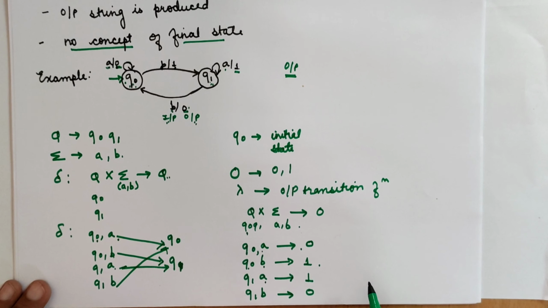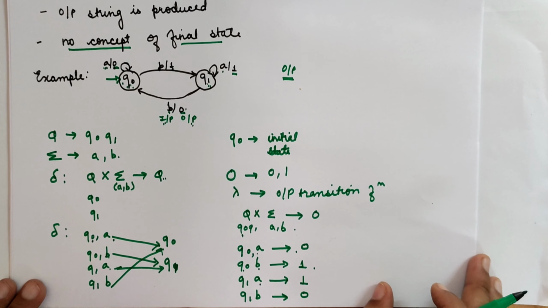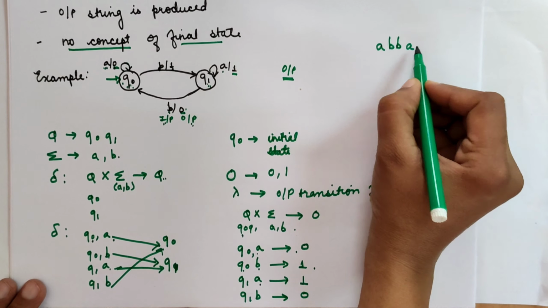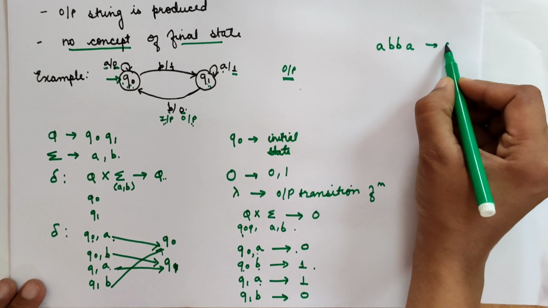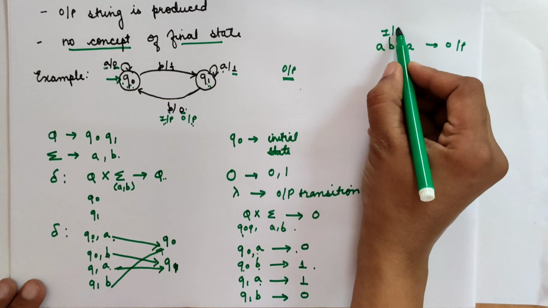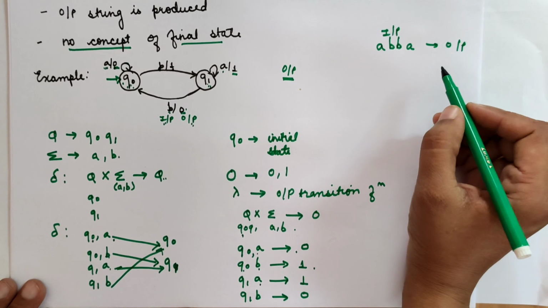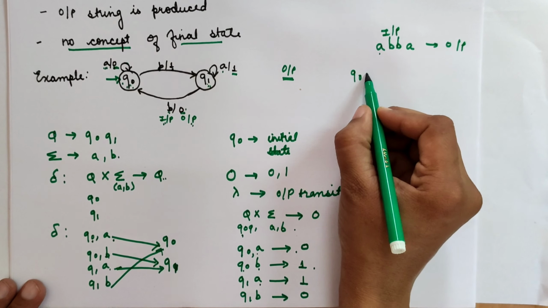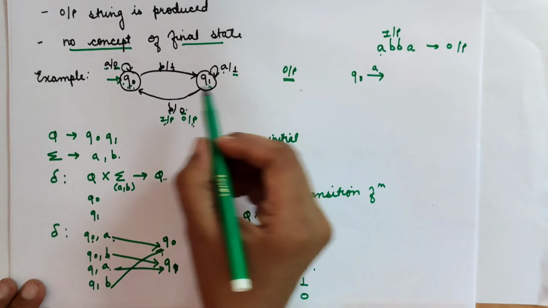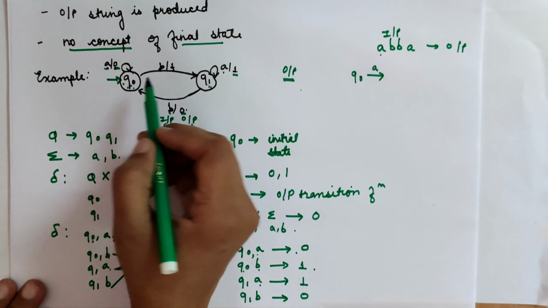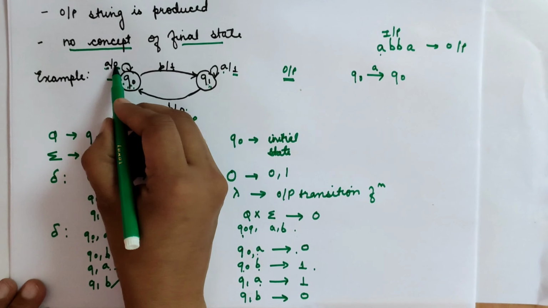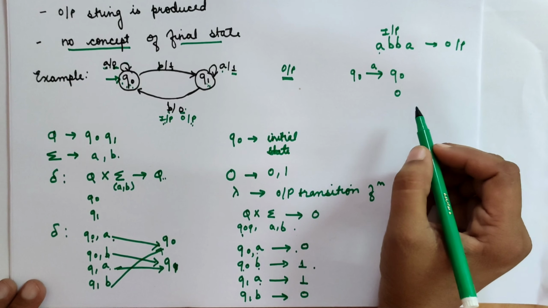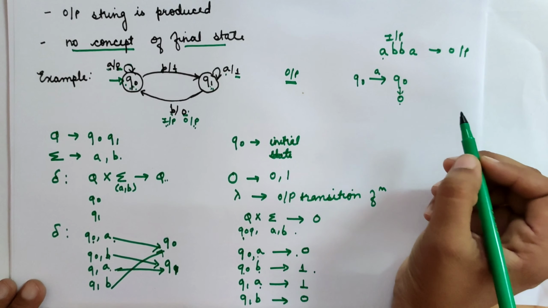Now we'll take one simple string, for example A, B, B, A. We will try to produce the output string for it. This is the input string, and we will produce the output string now. The initial state is Q0, so we start with Q0. Q0 on input A is going to Q0 only and producing the output 0. We'll write down the output below the input. Okay, this is your output.